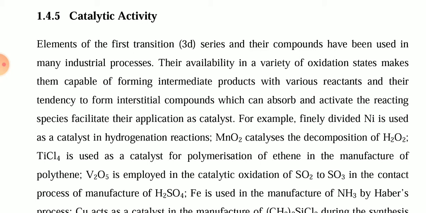Okay, so elements of the first transition series and their compounds have been used for many industrial purposes. Their availability in various oxidation states makes them capable of forming intermediate products with various reactants, and they tend to form compounds which can be absorbed and activate the reacting species. Okay, so they are easily used as catalysts.